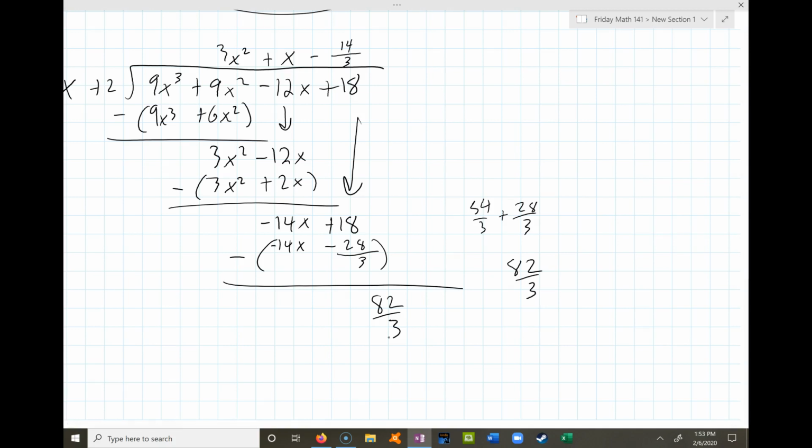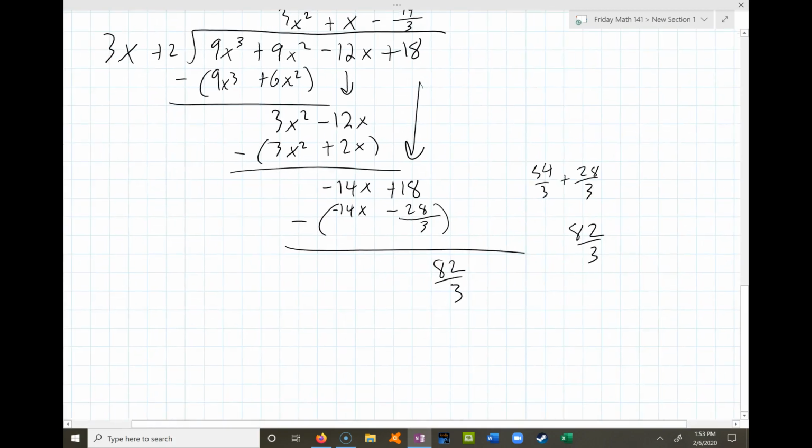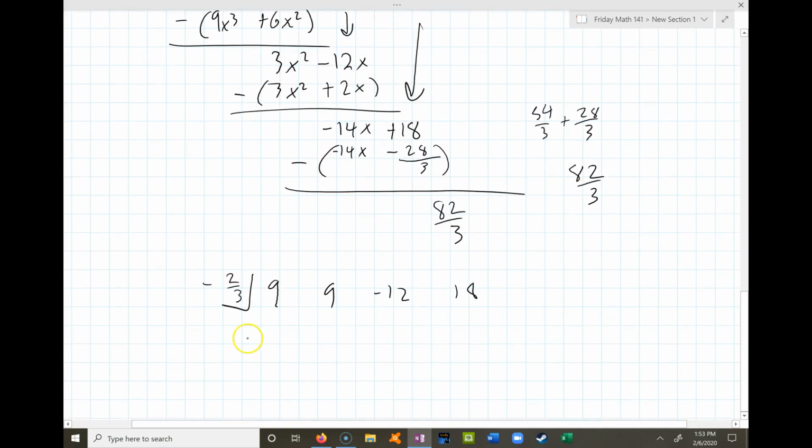Okay, so now let's do the synthetic division. I'll do it right down below here. Now here's the trick. To do synthetic division, remember we put the number that would make that factor equal to 0 in there. And what makes this expression equal to 0 would be negative 2/3.